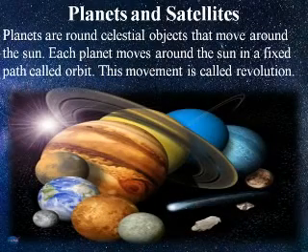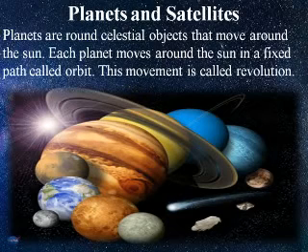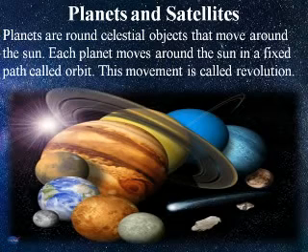Planets and satellites. Planets are round, celestial objects that move around the sun. Each planet moves around the sun in a fixed path called orbit. This movement is called revolution.